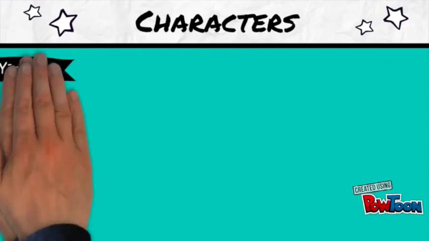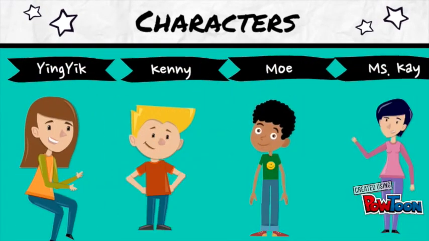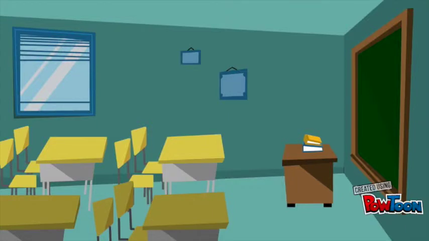The main characters here are Ying Yik, who is a Chinese student, and Kenny and Mo, who are local and are classmates of Ying Yik, and there's Miss K, who is a local teacher as well.